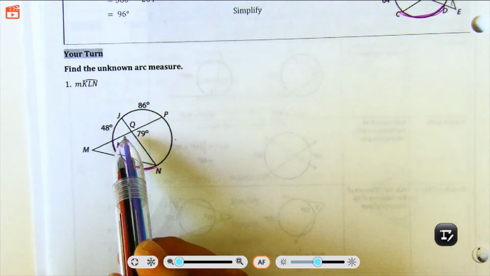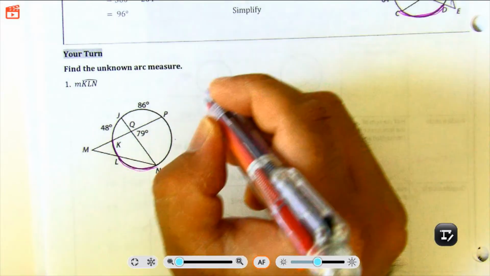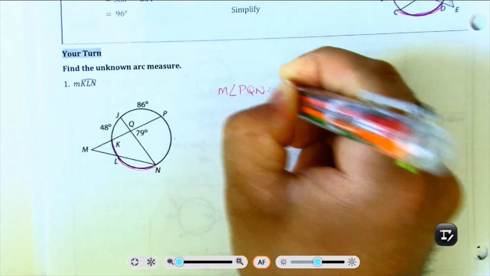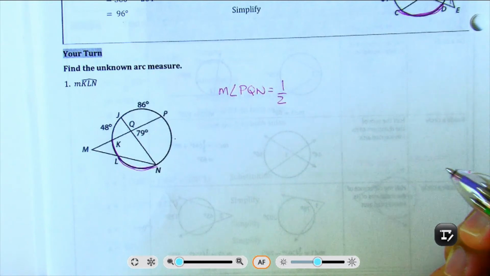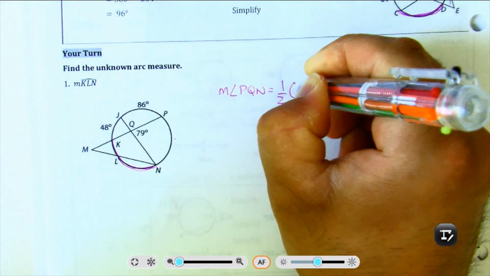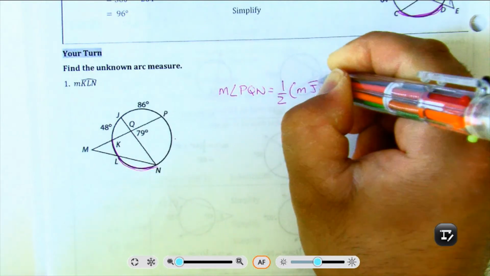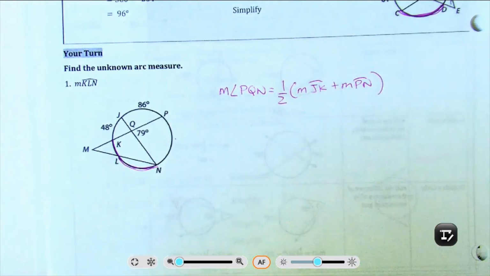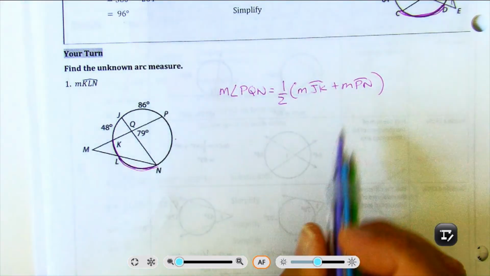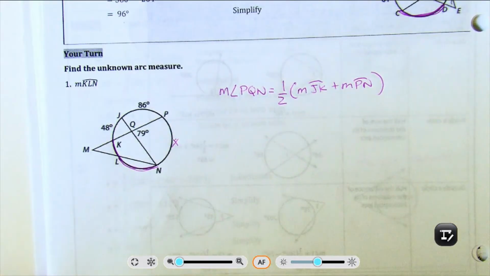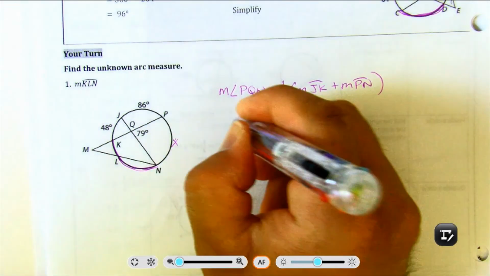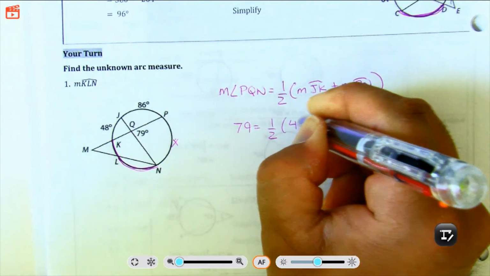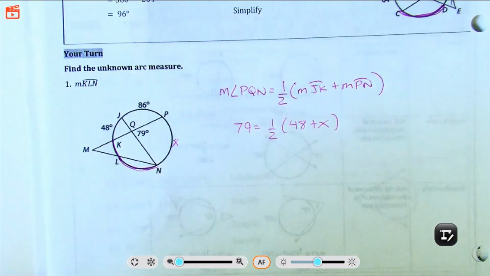The measurement of angle PQN is equal to half of the measurement of arc JK plus the measurement of arc PN. And this is what we want to solve for. So I'm going to replace PN with X just to make it easier on us. So I'm going to have 79 is equal to 1/2 times (48 plus X), close the parenthesis, multiply both sides by the reciprocal, which is 2/1.